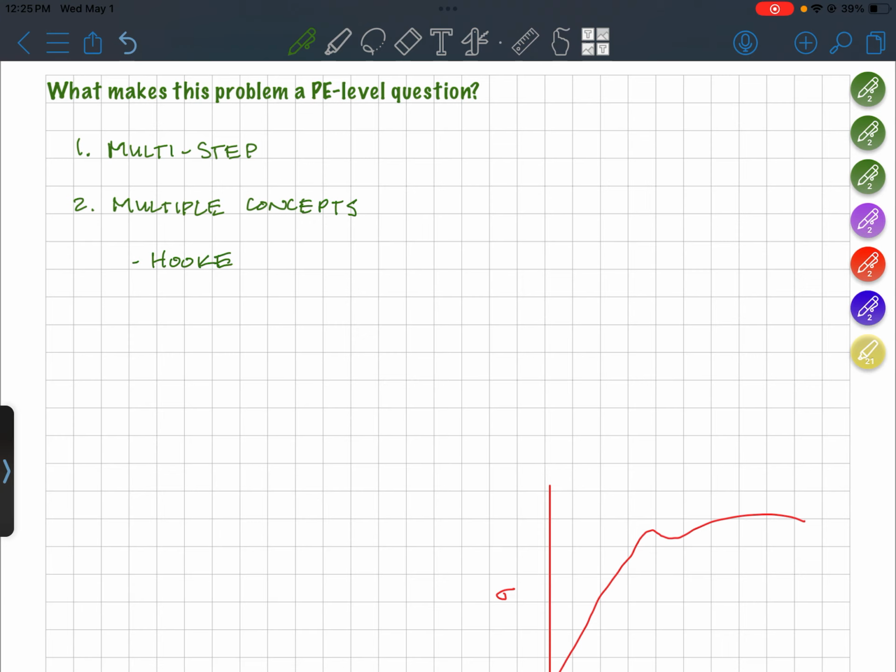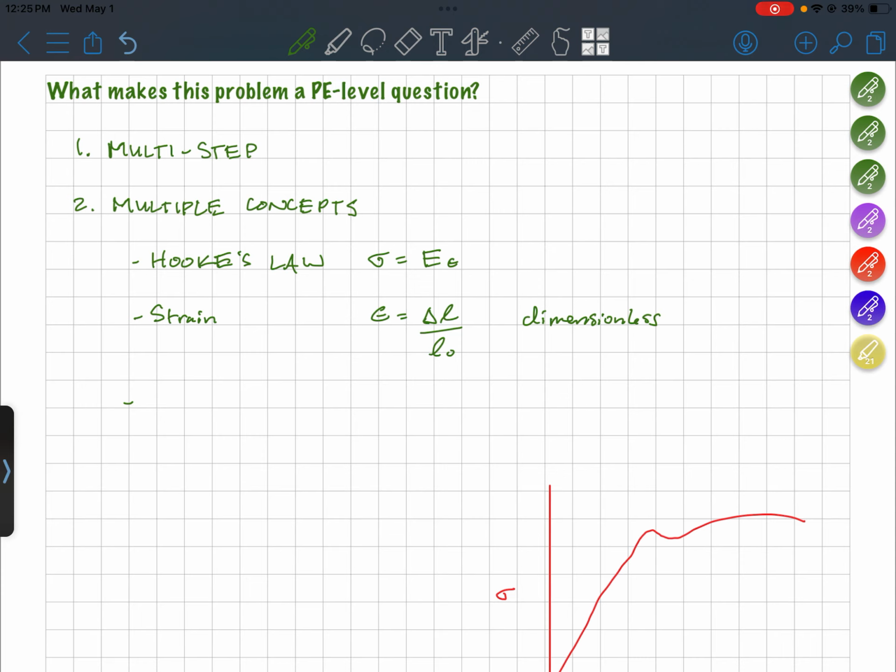First up, Hooke's law. You needed to know that, well, that's a terrible sigma, goodness. You need to know that sigma is equal to Young's modulus times your strain value. You needed to understand and know your strain formulas. In this case, we're using change in length over original length, and you needed to know that it was dimensionless.